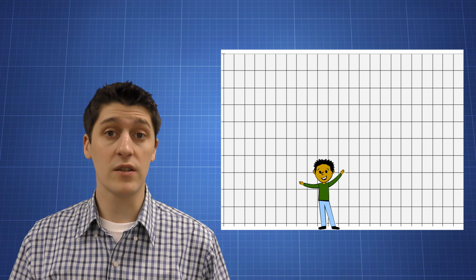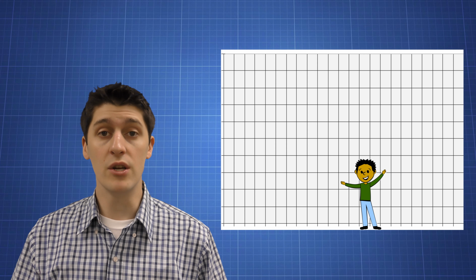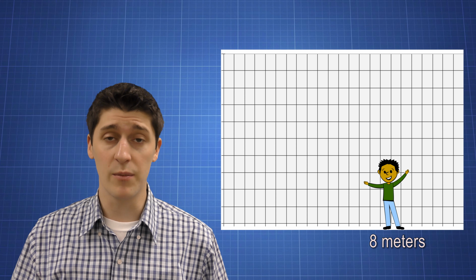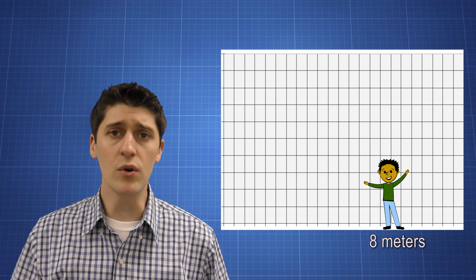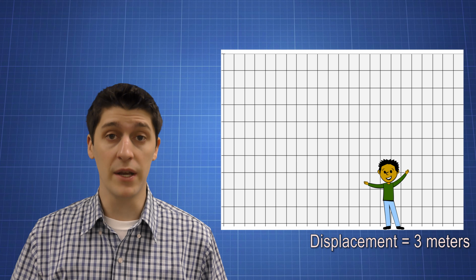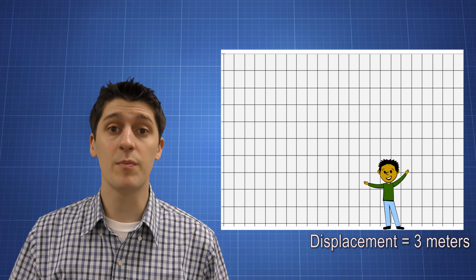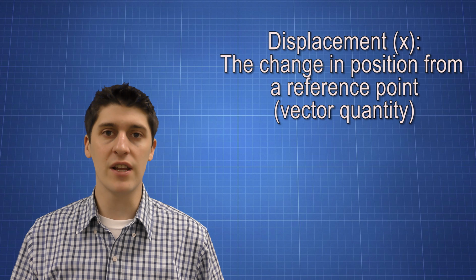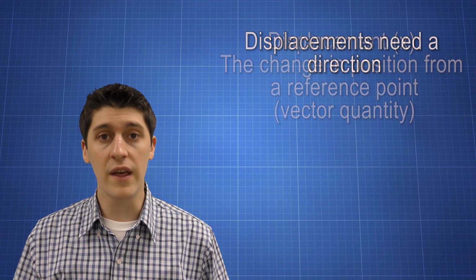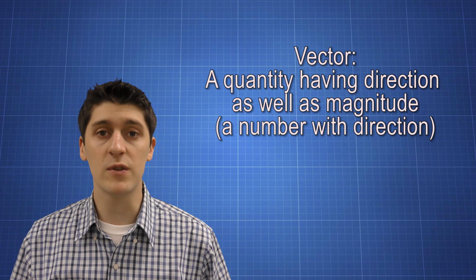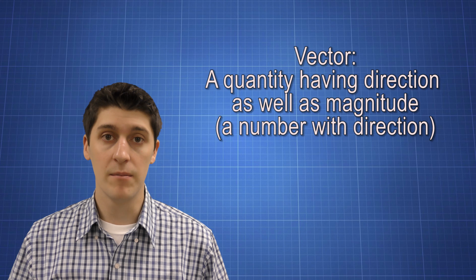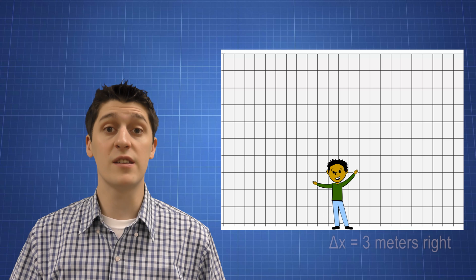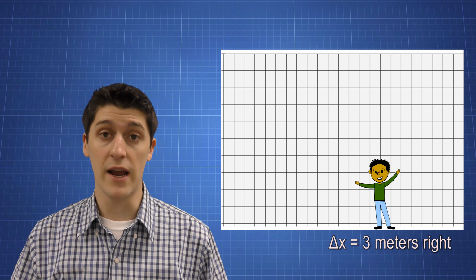Let's say the man walks away from the wall to a new distance of 8 meters. 8 meters is his new distance from the wall, but how far did he move? He moved 3 meters. We call this his displacement. Displacement is a fancy word for a change in location, and it's important that it includes a direction. Displacement is what we call a vector quantity, meaning it's a number with a direction. So we would say that his displacement is 3 meters to the right.